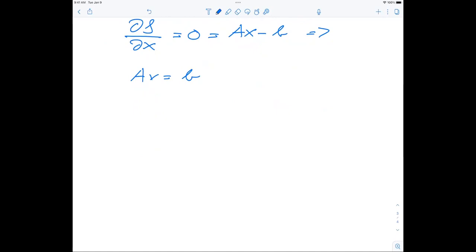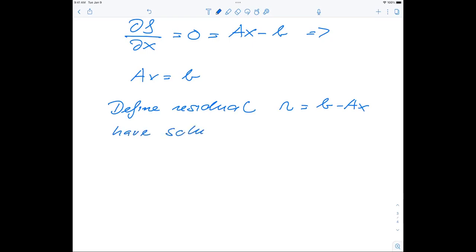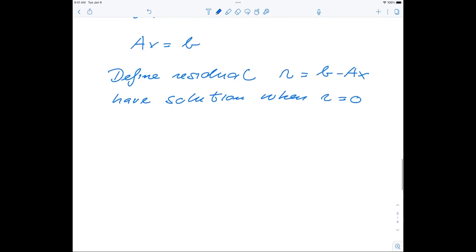So what's common to do then is to define a residual, which we just call R, which is b minus A times x. And normally you would then start with a guess for these values, and you have a solution when R is equal to 0. So you would typically start with a guess.